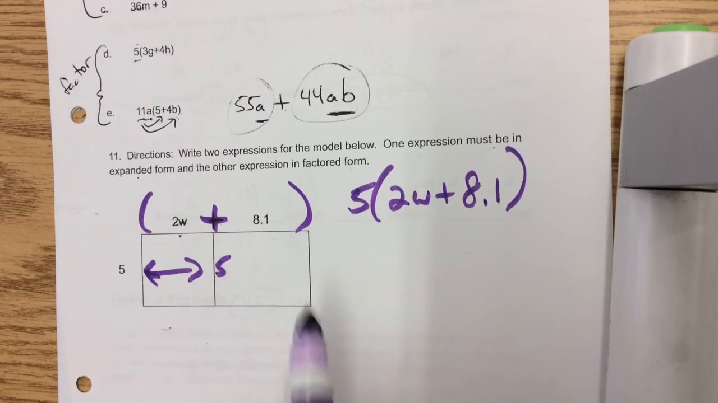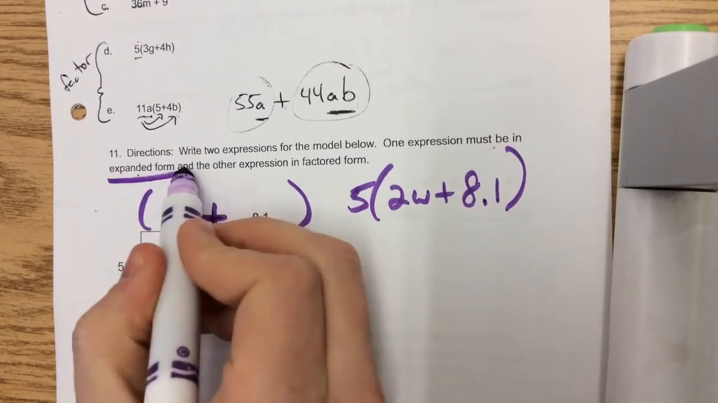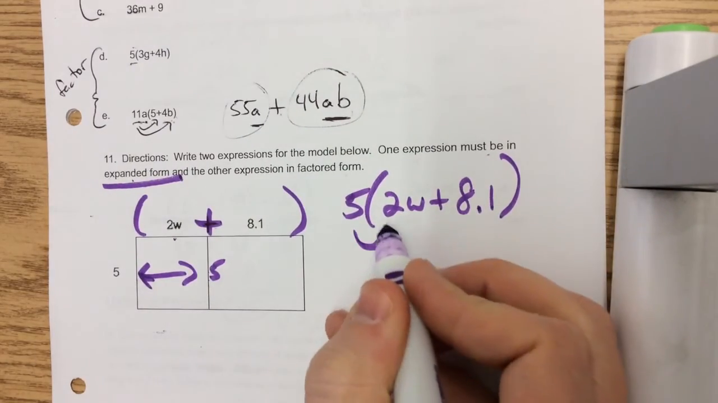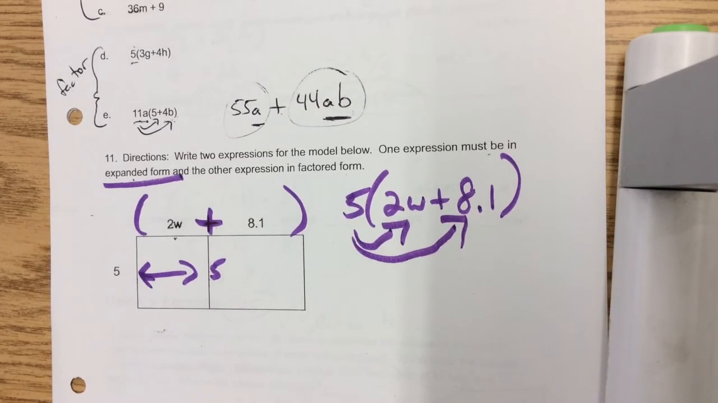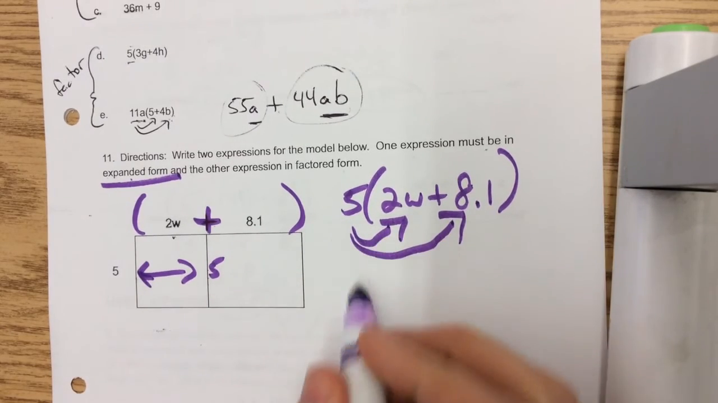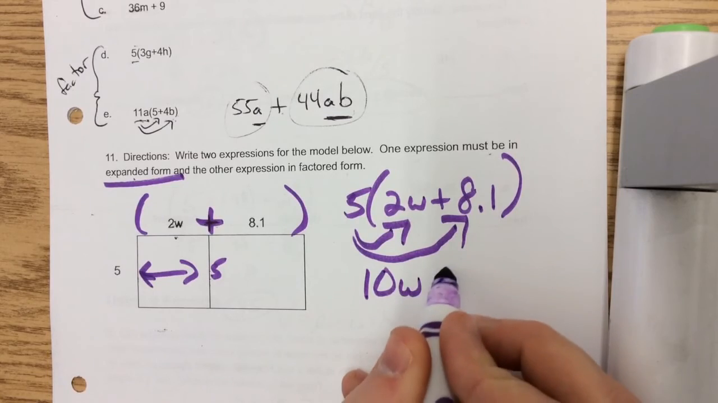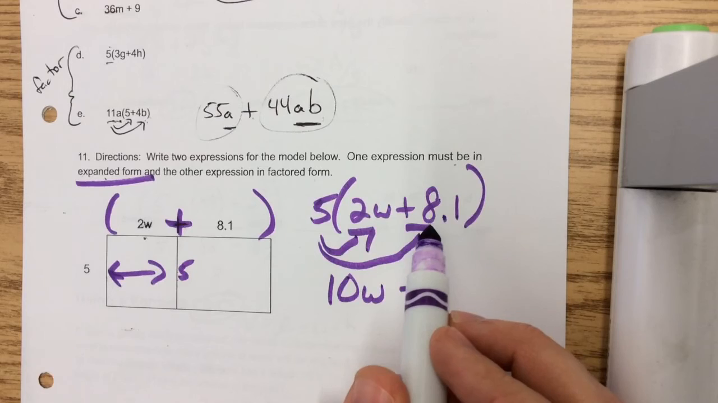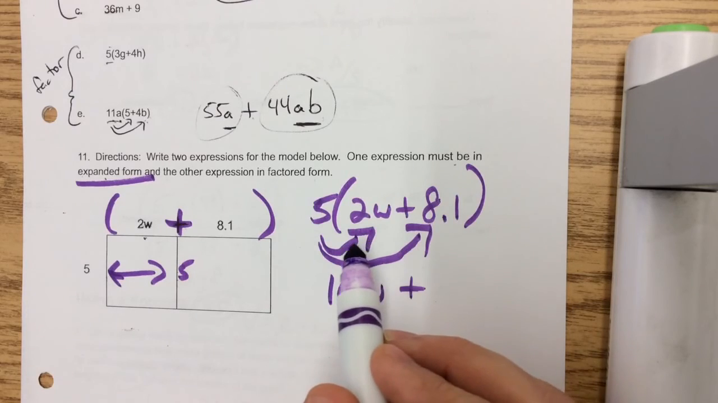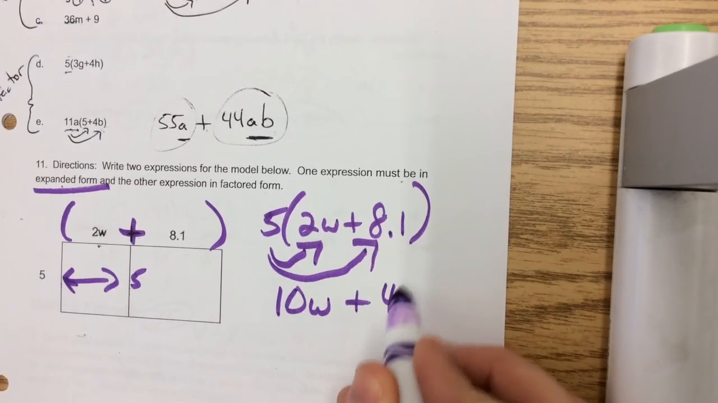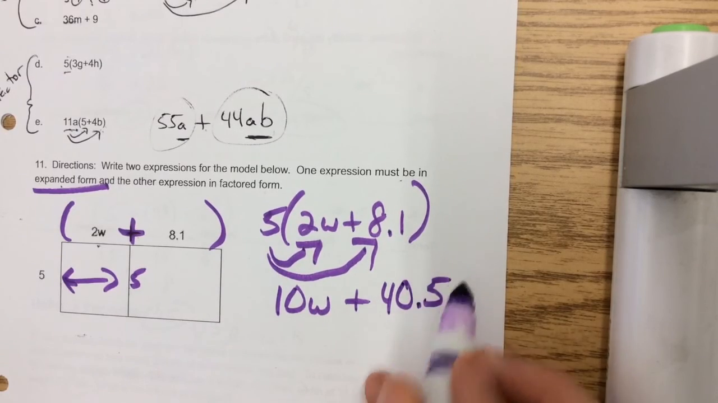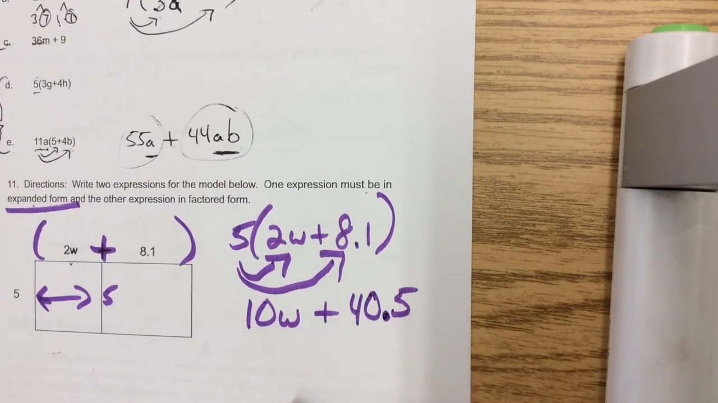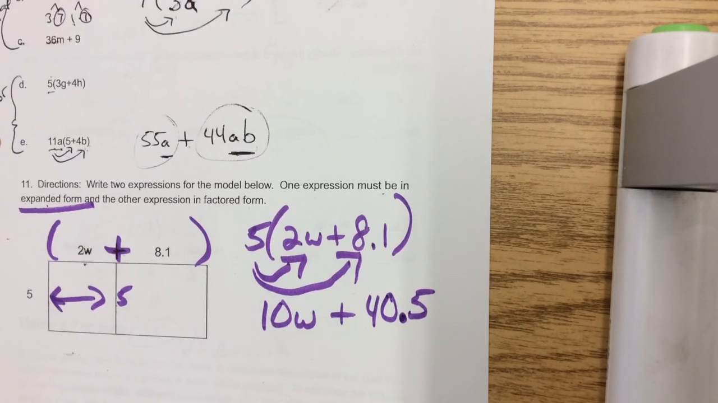So now, how do we go to expanded form? Well, again, we kick it old school. We multiply in. Really kick it in there. 5 times 2w gives me 10w. Plus, and we have to have two terms here, so plus 5 times 8.1. Well, let's think about it. 5 and 8 is 40. And then 0.5. It's 40.5. And that's our expanded form. So notice the two are very similar. We can factor those out. All right? Good job.